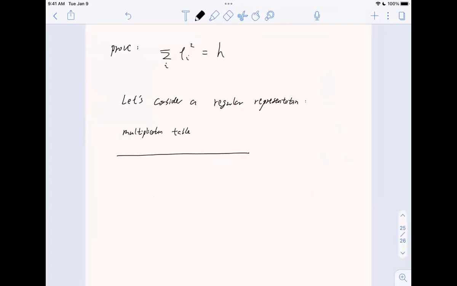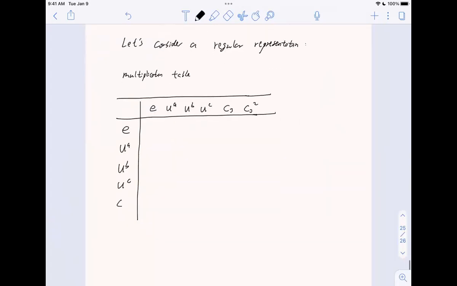Multiplication table. What do you mean, multiplication table? So basically it's like this. You have a lot of group elements. For example, here you have E, and you have UA, UB, UC, C3, C32. Okay, so this is the group. You write the same thing here.